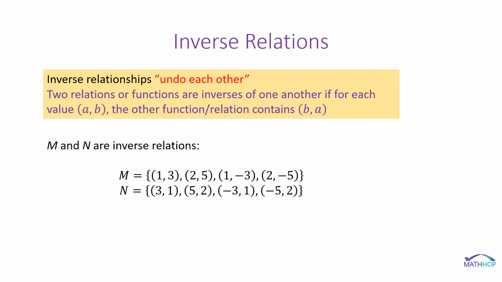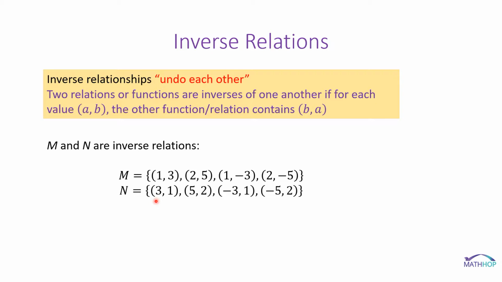We have two relations here, M and N. M is defined as (1, 3), (2, 5), (1, negative 3), and (2, negative 5). Clearly not a function because the inputs 1 and 2 both go to more than one output, right? For a function, each and every x value can only go to one and only one y value. 1 goes to 3 and negative 3, 2 goes to 5 and negative 5, and that's a no-no.